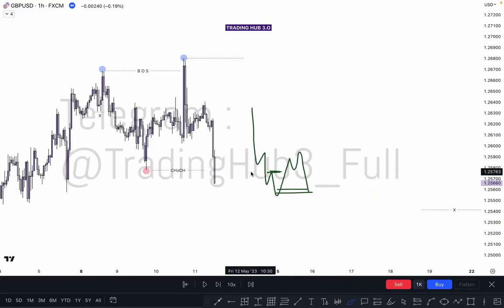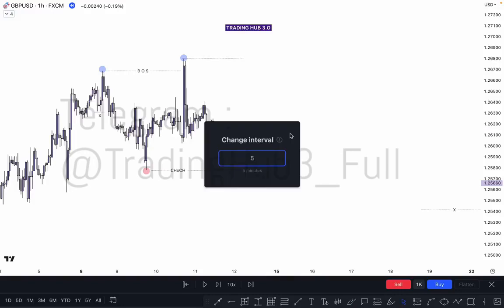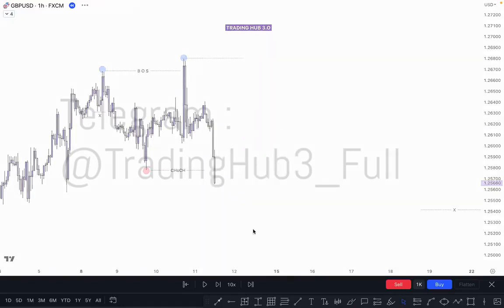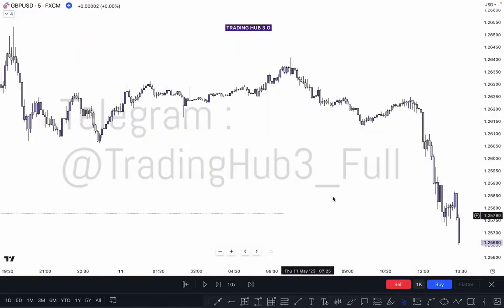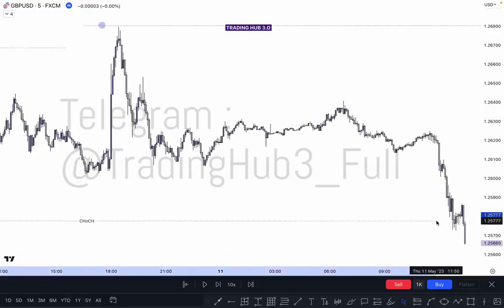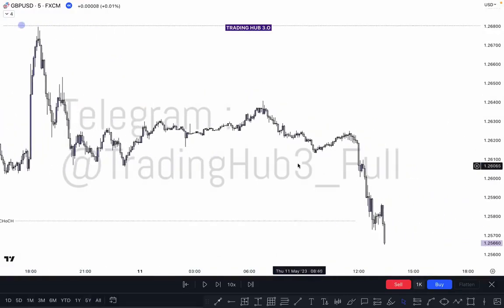And this is our change of character, and we are going to switch here to a 5-minute time frame because we are using 1 hour. Then you have to switch to the 5-minute time frame to see exactly what is happening here and how we can deal with it. Look at this one. This is very important. If you are not able to understand this, you can rewatch this chapter again and again. This will help you a lot.